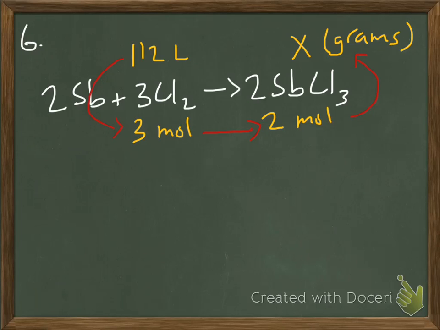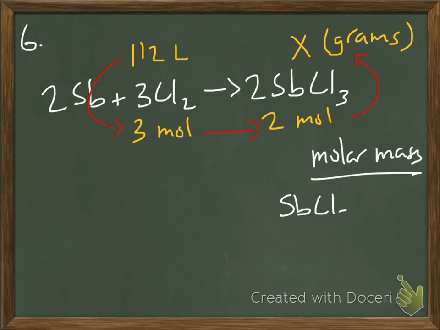So for this one, you need to do your molar mass. You need to figure out the molar mass of antimony chloride, because we need the grams. Anytime you see the word grams, whether that's what you're starting with or that's what you're ending with, you need to find the molar mass of that compound. In this question, there's only one thing that we see grams for, and that is antimony chloride, SbCl3, and we need to figure out the molar mass of that.